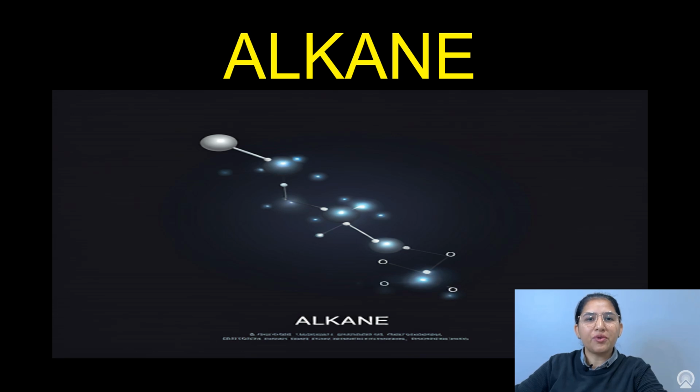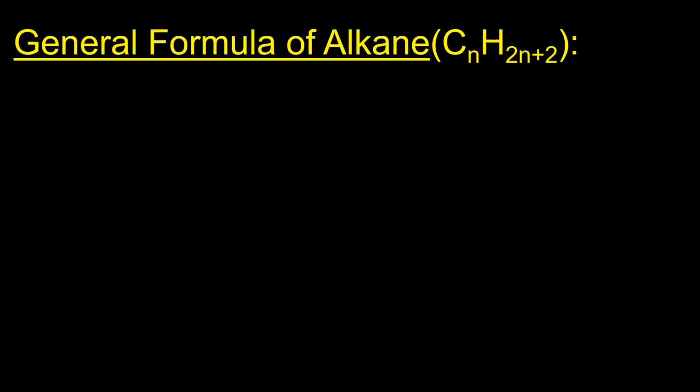In today's video, we are going to discuss alkanes, their physical properties, chemical properties and the chemical reactions of alkanes. So without wasting any time, let's get started. Let's start with the general formula of alkanes. As we know, alkanes have the general formula CnH2n+2.